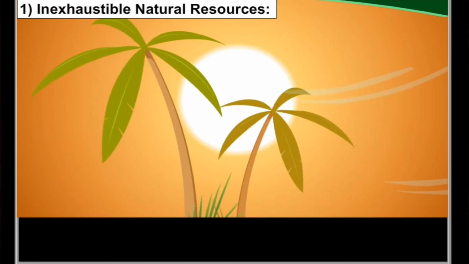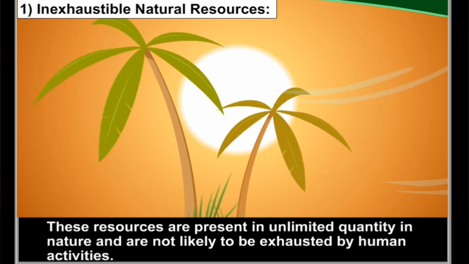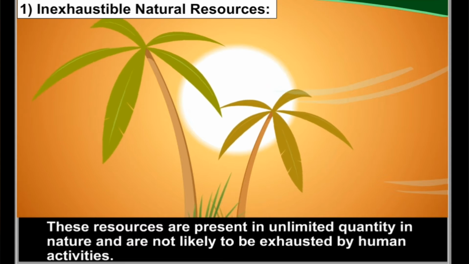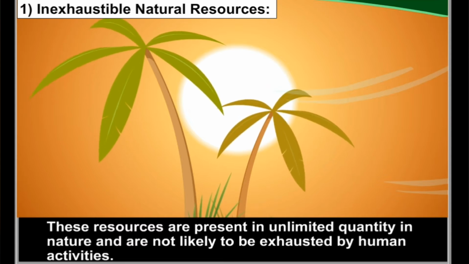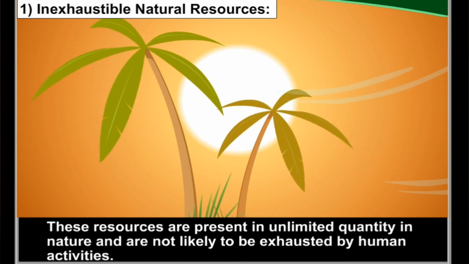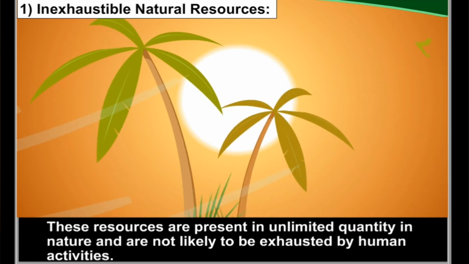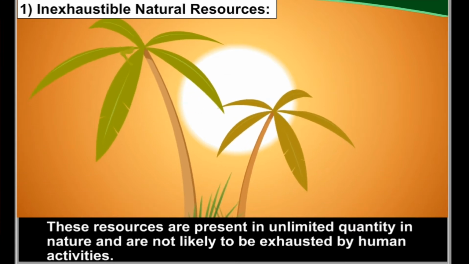First, inexhaustible natural resources. These resources are part of unlimited quantity in nature and are not likely to be exhausted by human activities. Examples are sunlight, air.